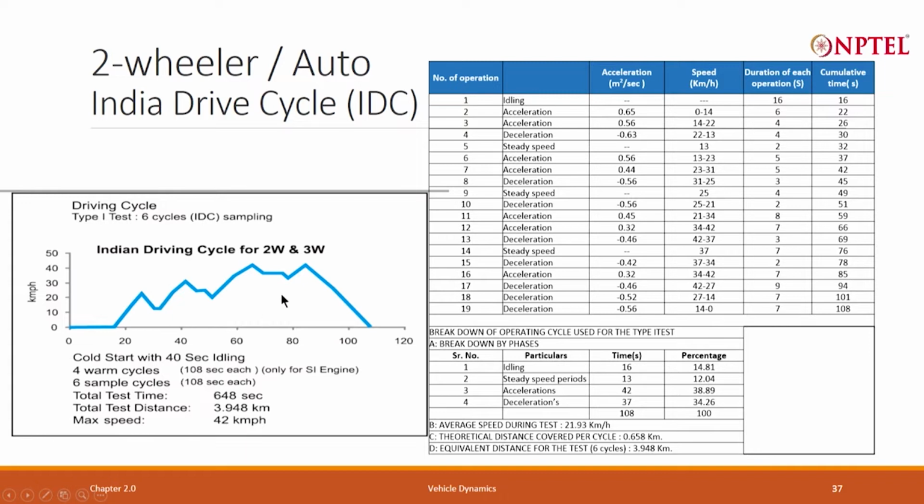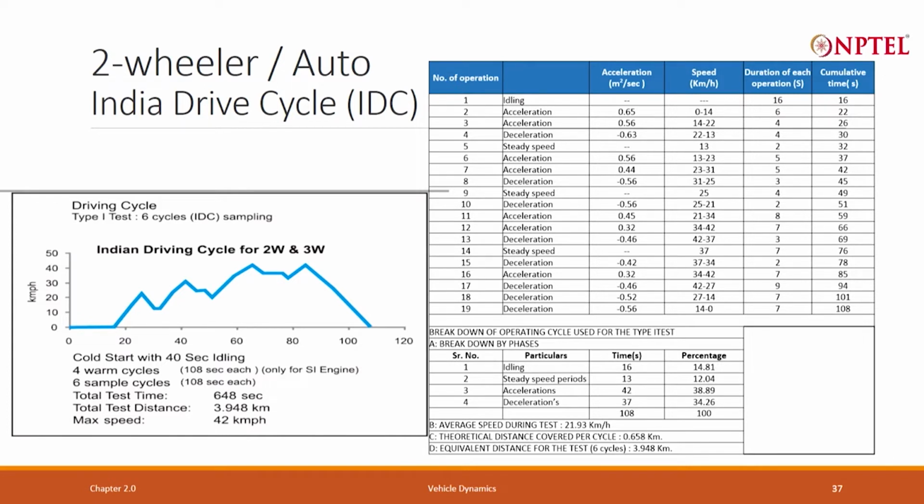Total distance, if you travel, you just integrate this kilometer per hour, find out the distance travelled, it will come out to be 3.9484 kilometer, and maximum speed is 42 kilometer per hour. This is the drive cycle. It is idling for about 15% of time, 16 seconds, steady speed for 12%, acceleration for 42 seconds, deceleration for 37 seconds. Average speed is 21.93 kilometer per hour. This is a standard drive cycle.